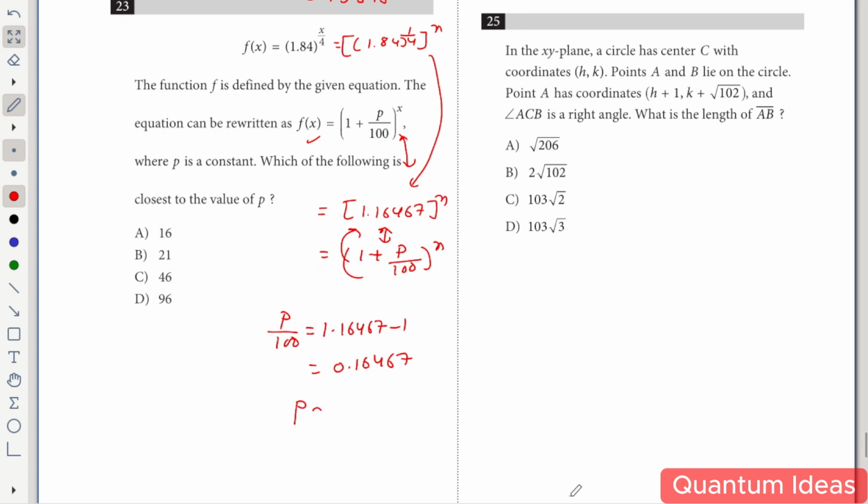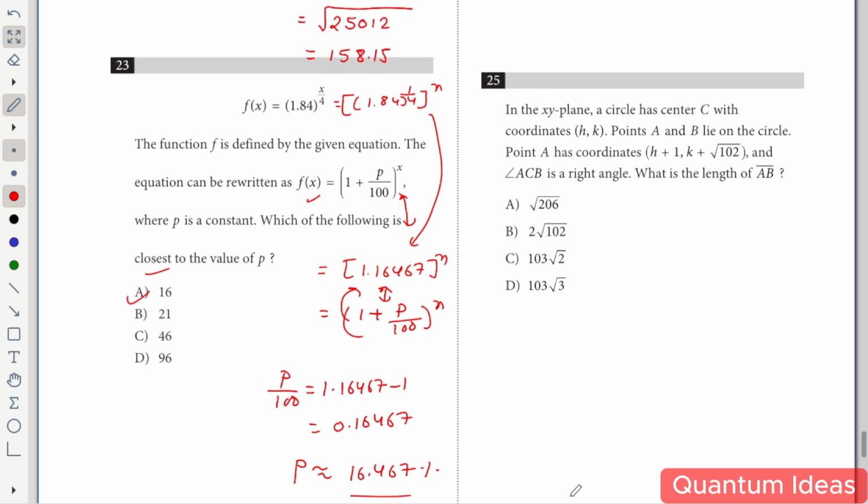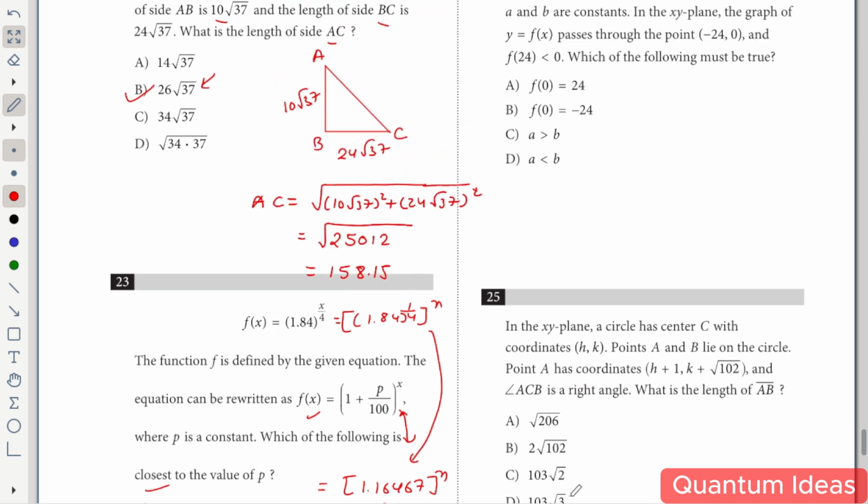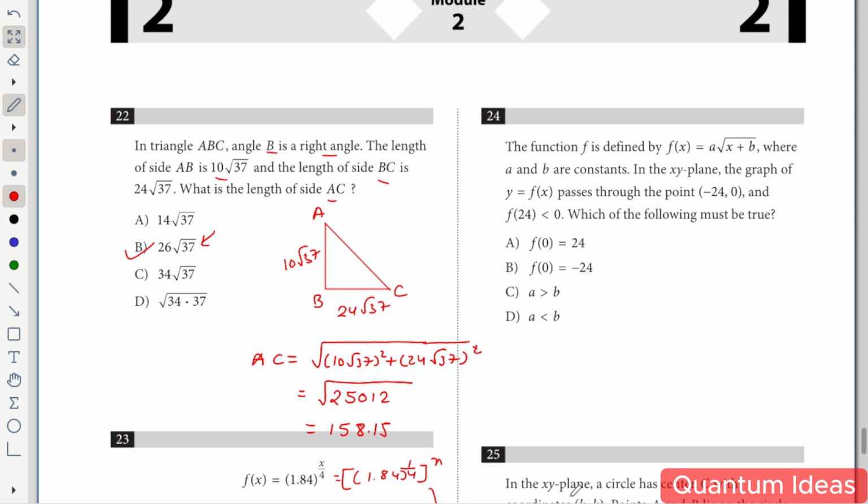So if you take p, which will be around 16.467%, right? So the closest value in it, so the answer will be A. Okay, now let's move to number 24. Looks interesting. The function f is defined by this equation where a and b are constants.